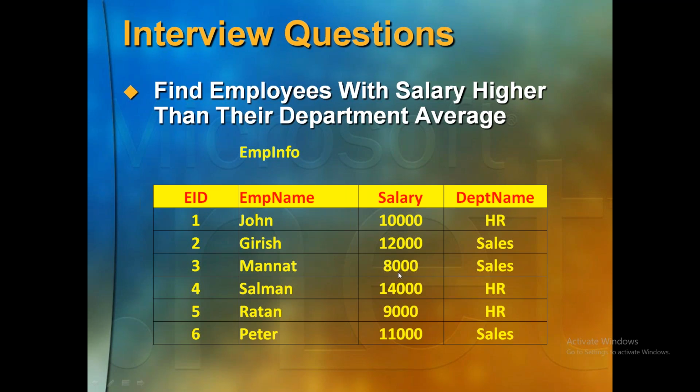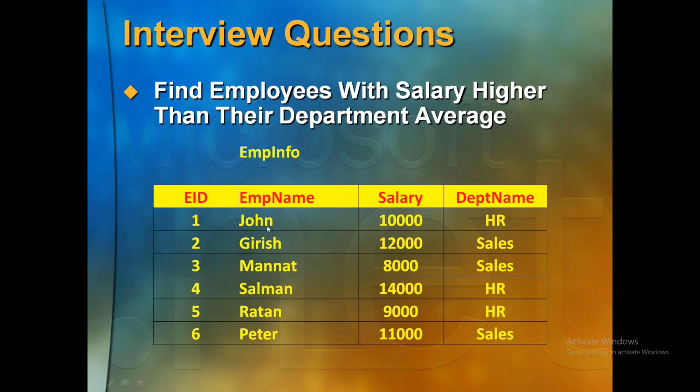Manath is in the sales department. Salman, 14,000 and HR department. Ratan, 9,000, HR. Peter, 11,000, sales. So the question is very simple: find the employee with the salary higher than their department average salary.